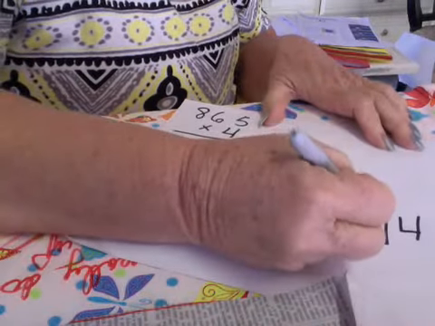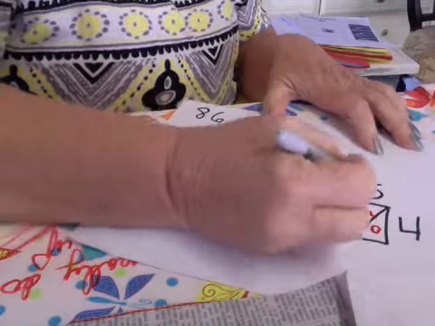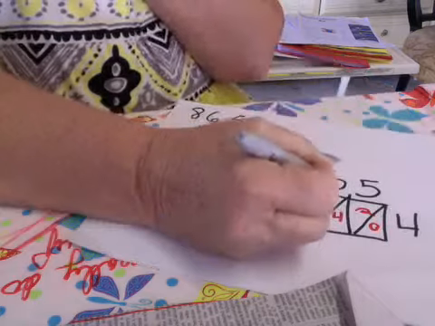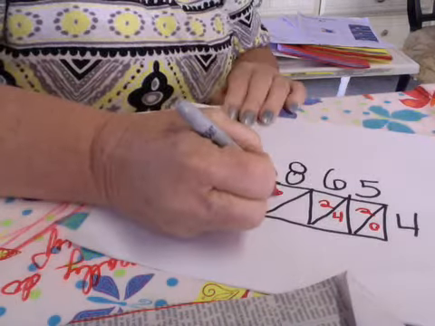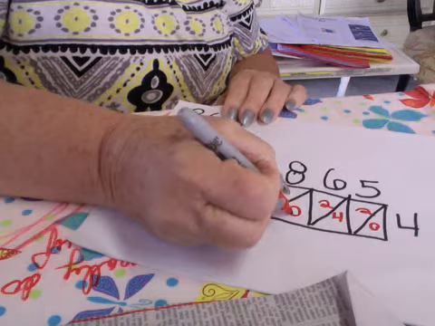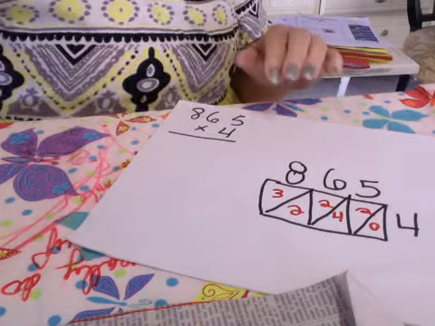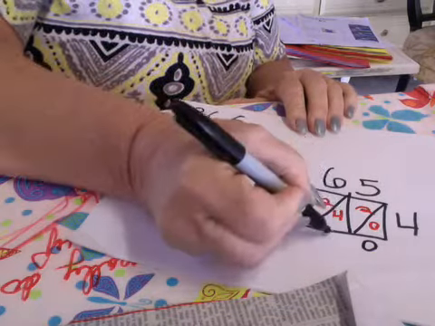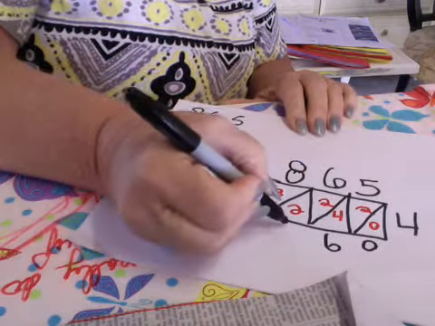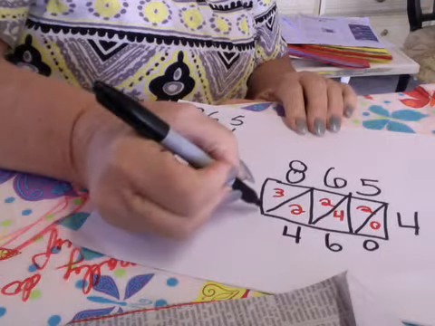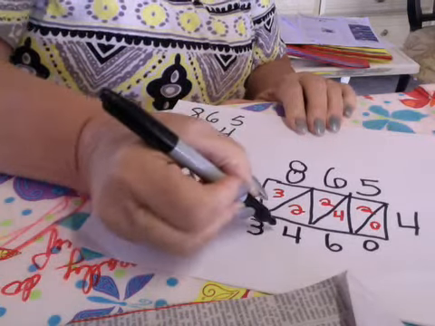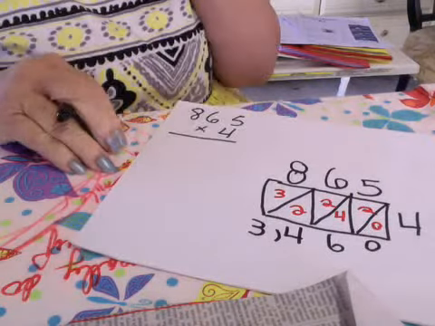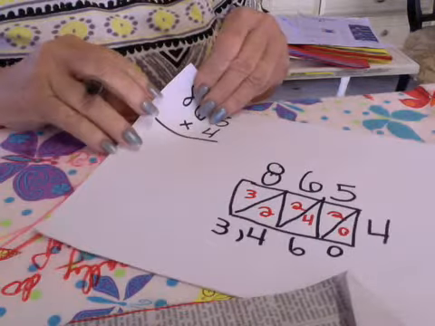4 times 5 is 20. 4 times 6 is 24. 4 times 8 is 32. And now we're going to just add down. 0, 2 and the 4 make 6. The 2 and the 2 make 4. Bring your 3 down. 3,416.